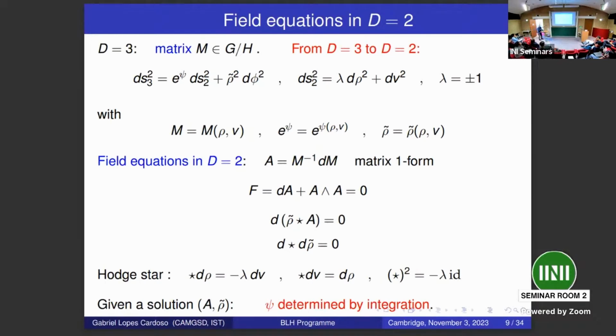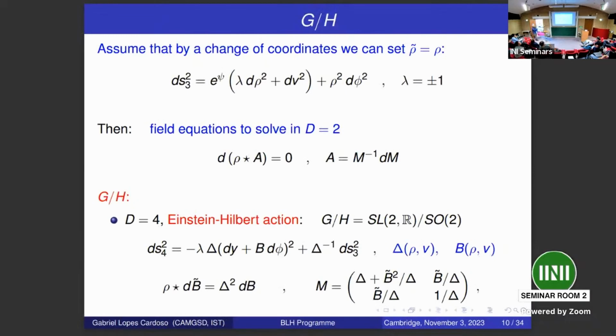But now things can be further simplified by choosing appropriate coordinates rho, v. You see, in 2 dimensions, you can always... various rho, v coordinate systems will be related to one another by conformal transformations. So you can pick coordinates rho, v such that rho tilde, this warp factor here, gets identified with rho. So that's what we are going to do now.